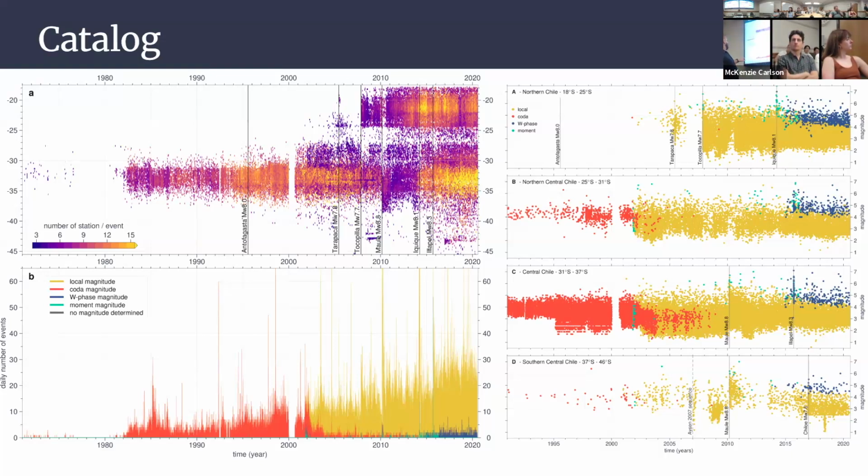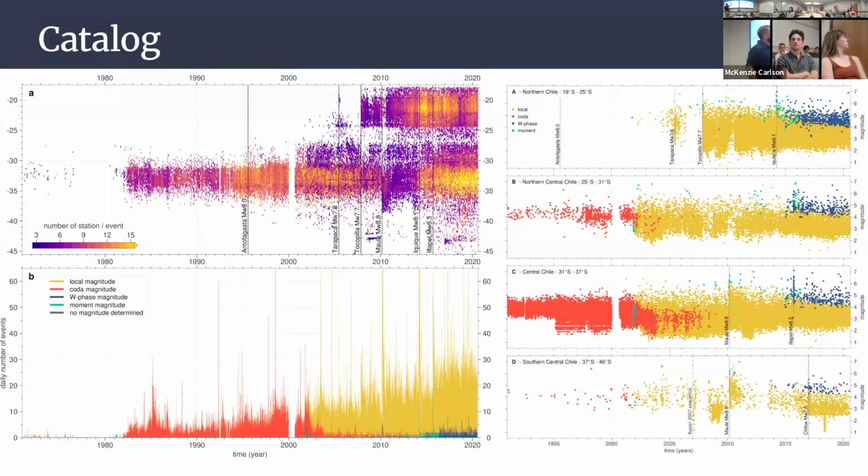So this is the number of events per day. So right now we are about 30 events per day. In terms of magnitude, we used to have CODA magnitudes up to 2002. They switched to local magnitudes after that and have a few W phase events, magnitudes for the largest events. And now they use the W phase magnitude since 2016 to determine magnitudes for the biggest events.